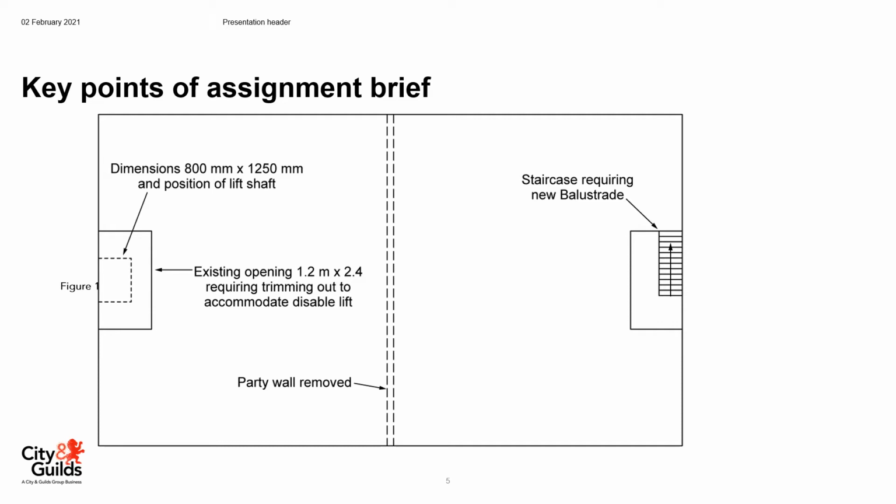This slide shows a floor layout of the semi-detached property which has had the party wall removed. On the right hand side it shows the existing staircase which requires a new balustrade, which is the knowledge assignment, and the practical part of the assessment is the open well staircase which requires infilling with joists trimmed out to accommodate the disabled lift to the dimensions and location as given in the drawing.